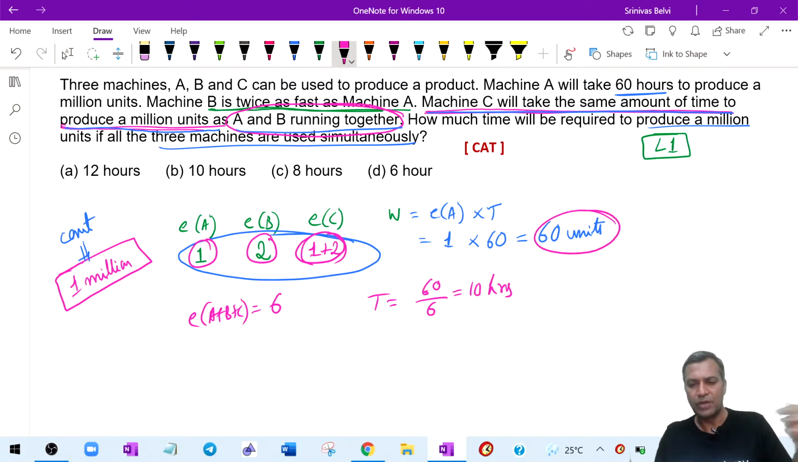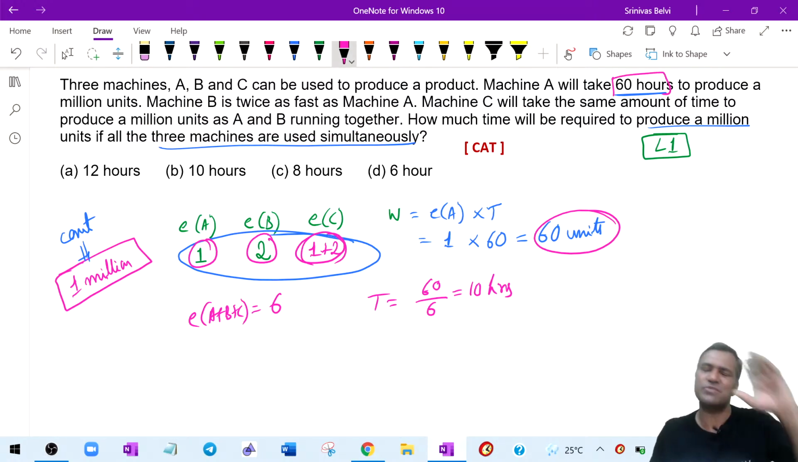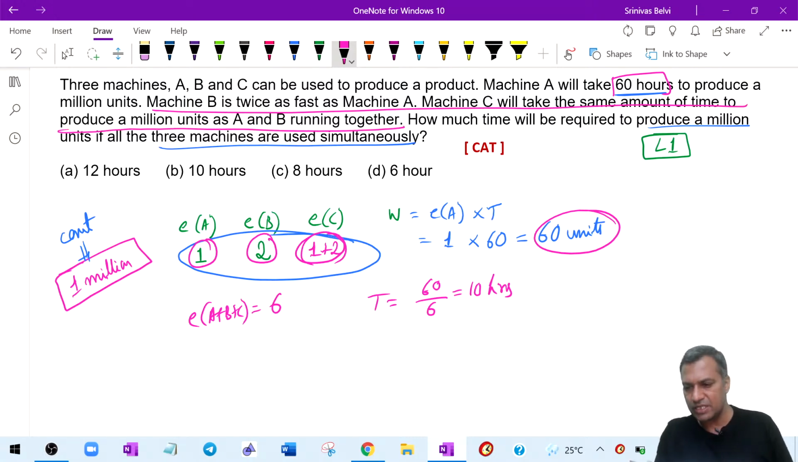Very simple question. If you understand it properly, the author was already giving you the efficiency. He was so graceful here. That's why I call it a level 1 question. Why level 1? Efficiencies have been already said. This 60 hours comes in the end. The moment you start reading from here, the efficiency of A, B, C has been directly defined. You take efficiency of A as 1, efficiency of B becomes 2, efficiency of C becomes 1 plus 2, which becomes 3. Simple, done. Storyline is over. So the moment you understand this, hardly any time is needed to solve.